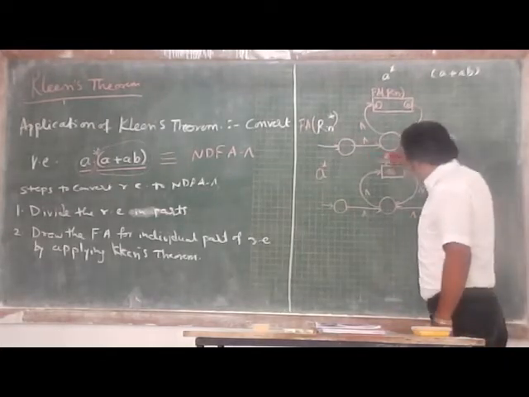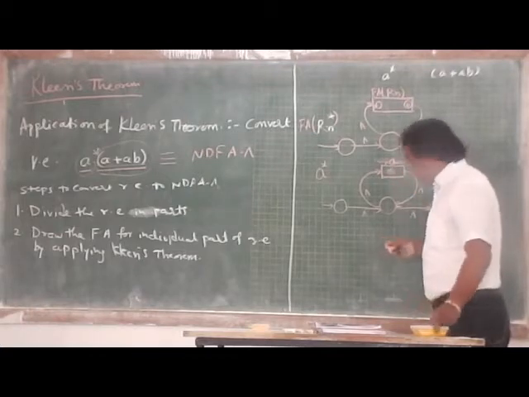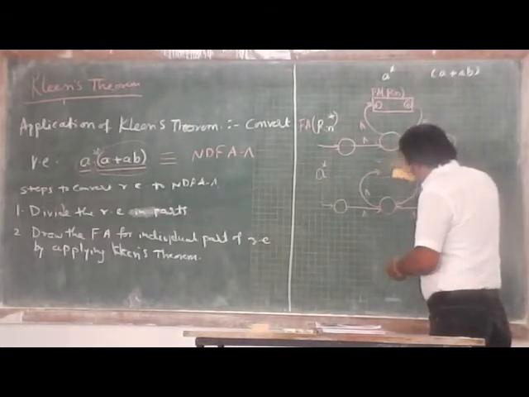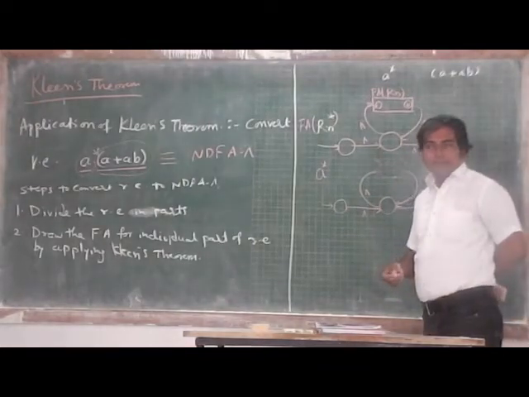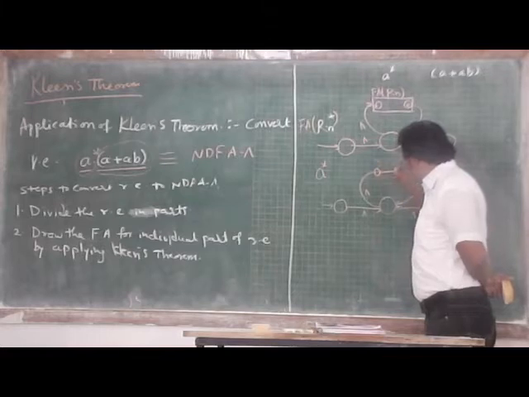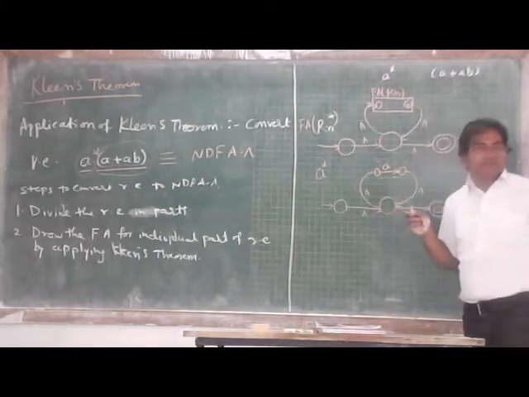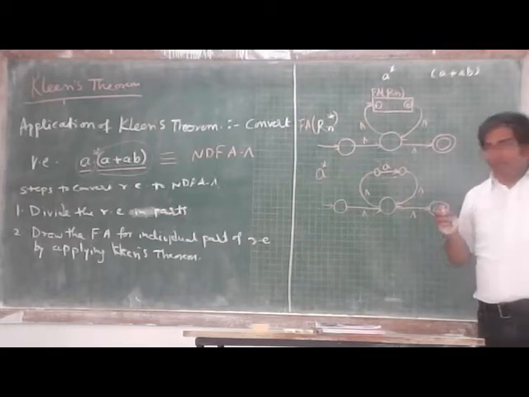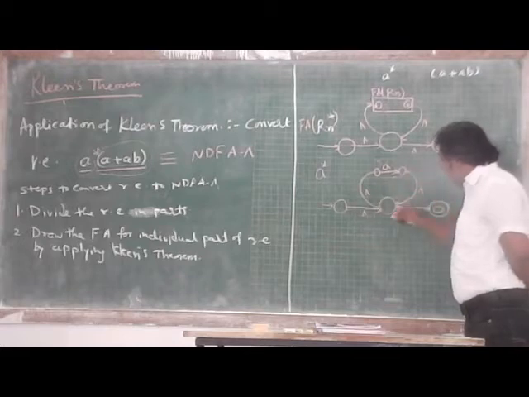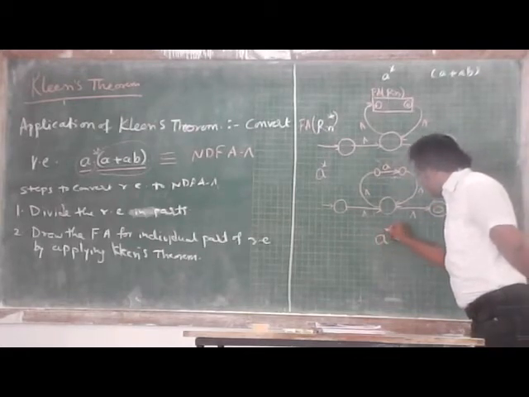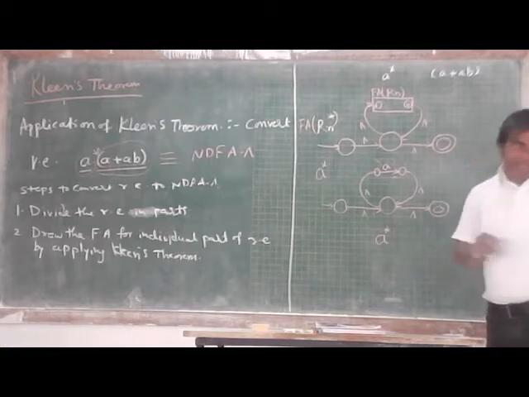And I remove this. I will say this as A, and for A itself, I can draw a finite automata. For A, what is the finite automata? I know what is the finite automata for A. This is the finite automata for A. Okay? So this much arrangement is a finite automata for A star.